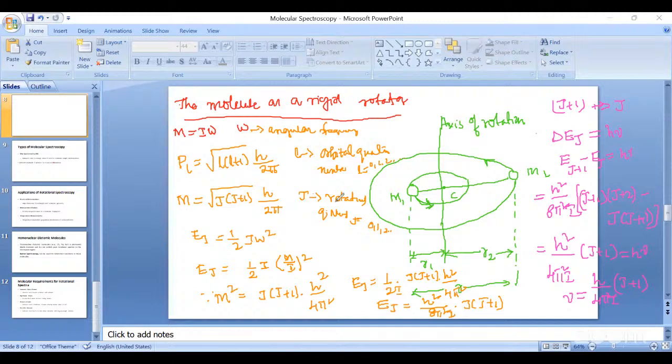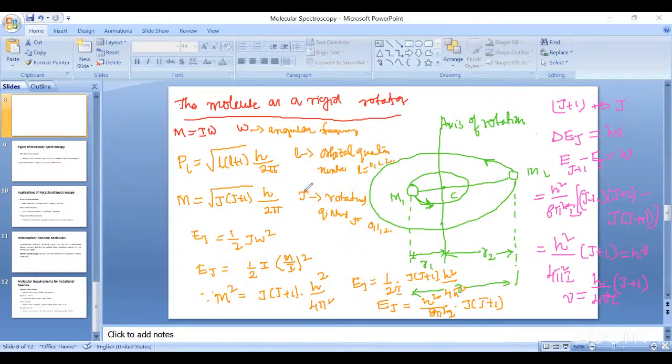So according to classical mechanics, all energies of rotation are possible. Whereas in the case of quantum mechanics, only certain discrete energy levels are possible. In other words, we can say that the rotational energies are quantized.